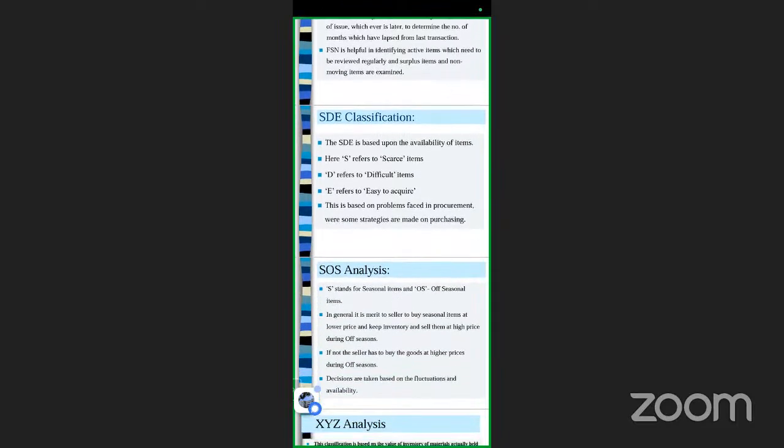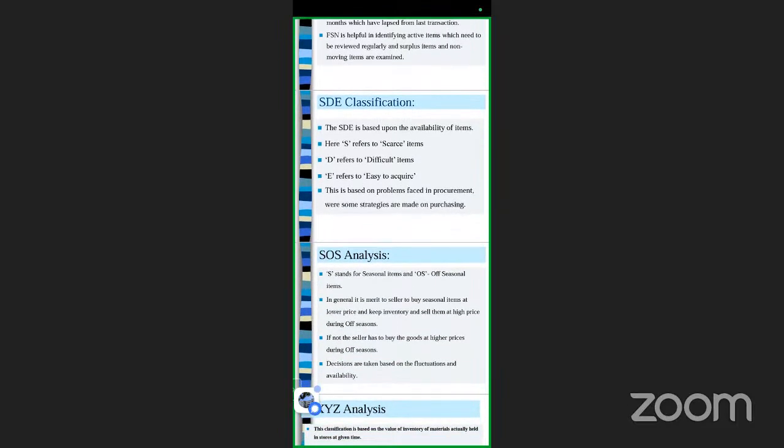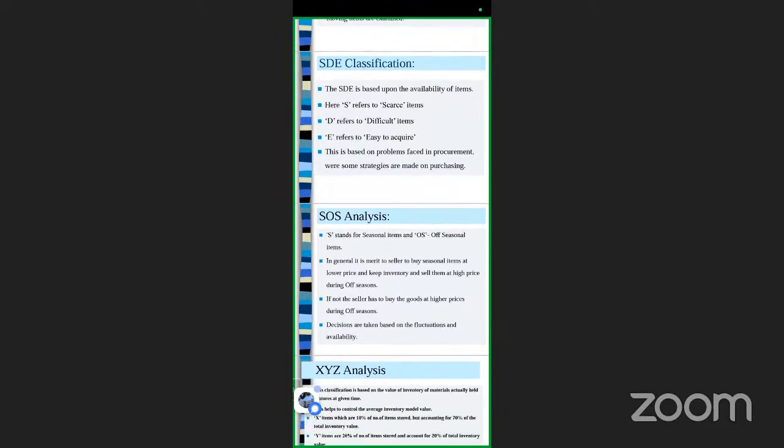SDE classification. S means scarce items. That means you cannot find those scarce items immediately; all the time they won't be available. Only seasonal items or, in some very rare cases, only those will be available. Next, difficult items. Difficult items means difficult in terms of availability. It is very difficult to get those items, and when it is very difficult, you should have a good stock. E means easy to acquire, available anytime in every season. Those items you don't need to keep. These are the three categories of the items.